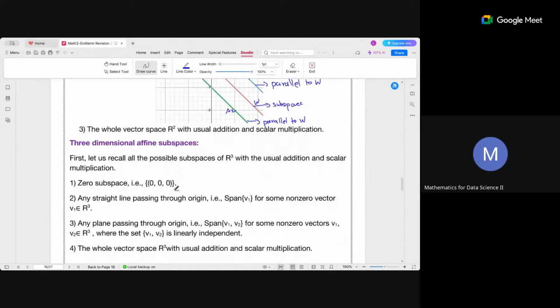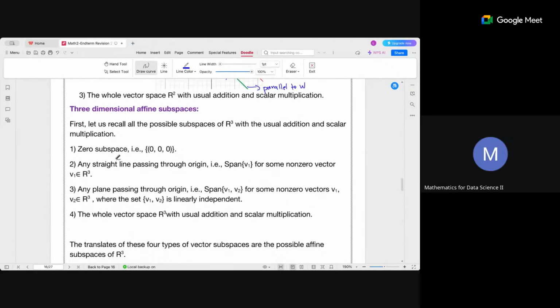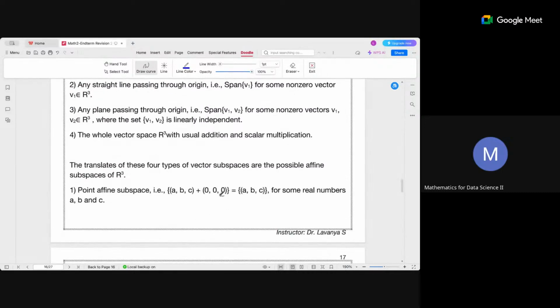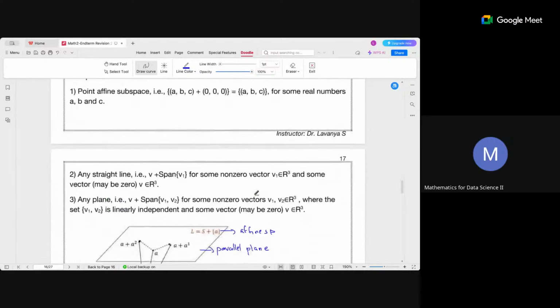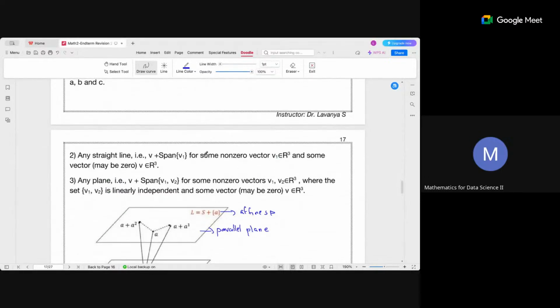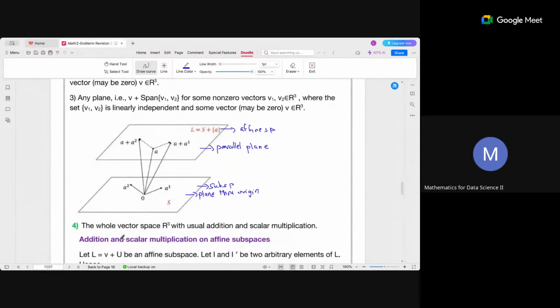And what about in R3? In R3, the possible subspaces are the 0 space, one-dimensional spaces, planes, and the whole space. So how will they get translated? The 0 vector goes to any non-zero vector, a line passing through origin goes to any line parallel to that line, planes through origin get translated to planes parallel to the planes passing through origin, and the whole R3 stays R3.